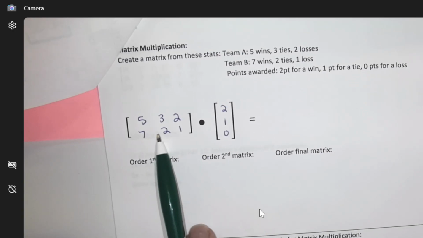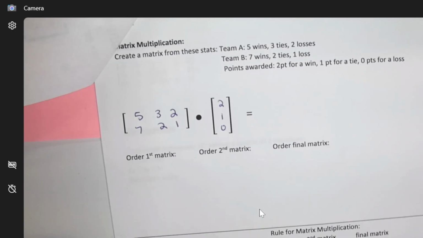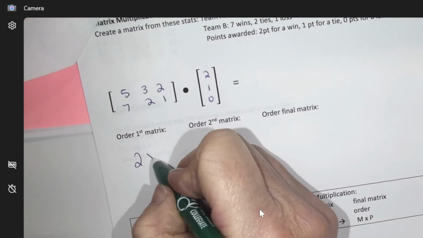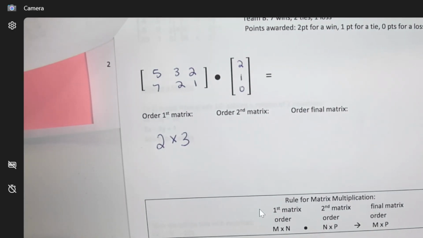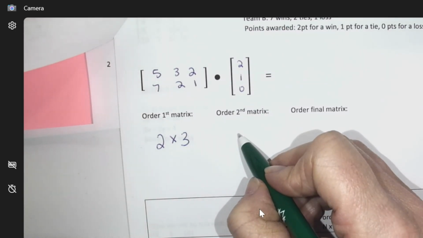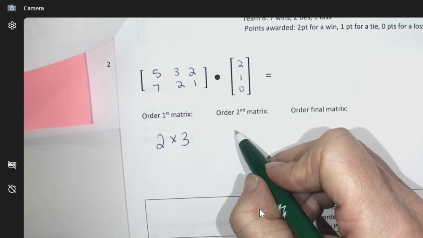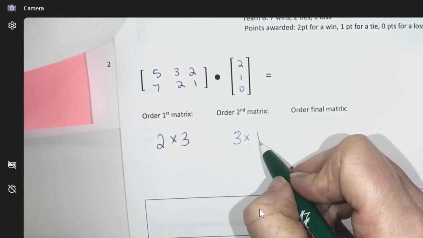Okay, so what order is this? What kind of matrix is it? A what by what matrix? So how many rows, how many columns? It's a 2 by 3. That's what order it is. It has 2 rows and 3 columns. And this is a, how many rows? 3 rows and 1 column.